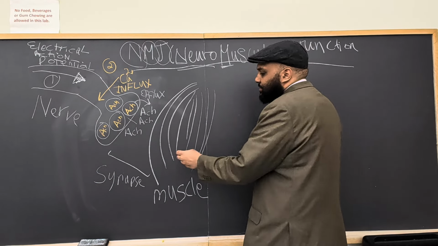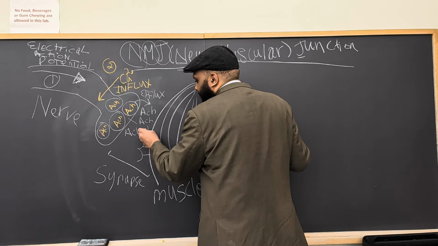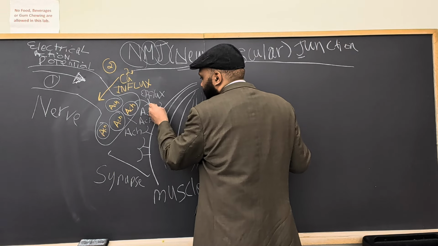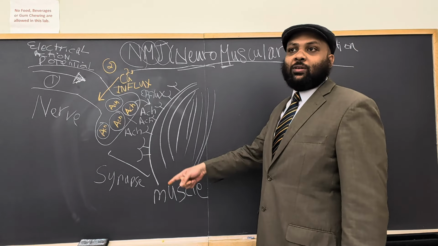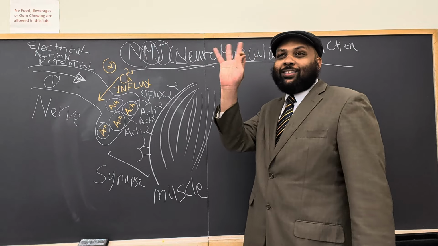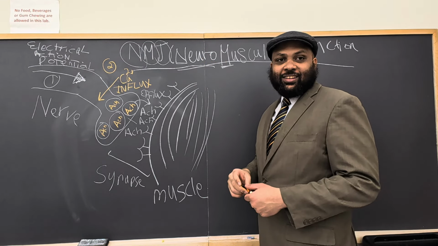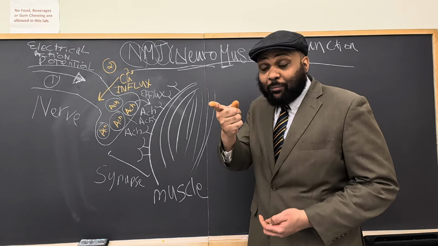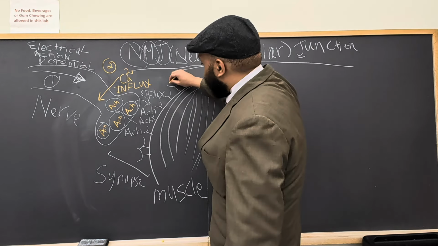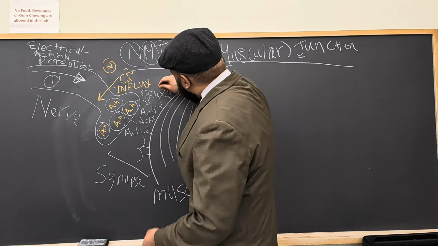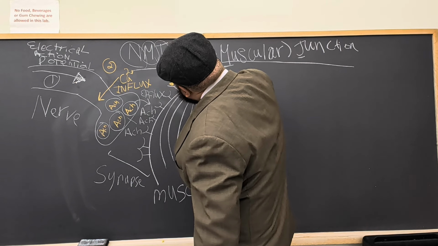When acetylcholine comes out, what is there on the muscle? What are those? Oh, the binding site for acetylcholine, called acetylcholine receptors. So the acetylcholine is going to bind to the ACH receptors.